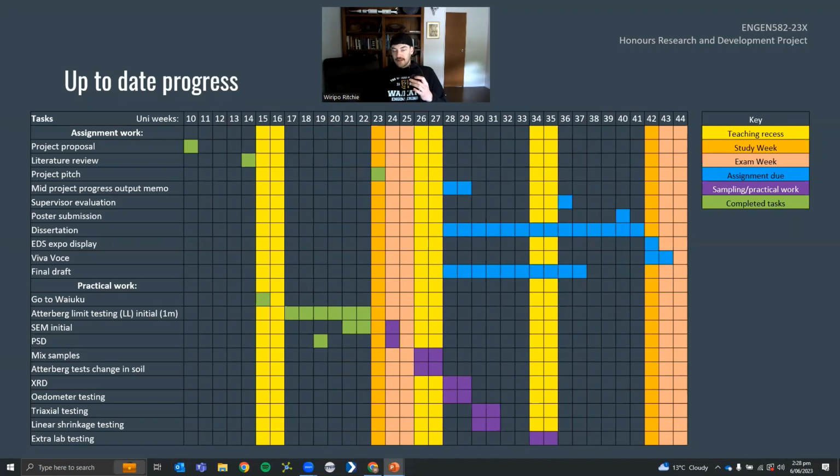We have also conducted some particle size distributions, which help us get an idea of how much clay we're dealing with in our samples and how much sand or silt there is also. These cells in blue and purple show what work is still remaining for this project.